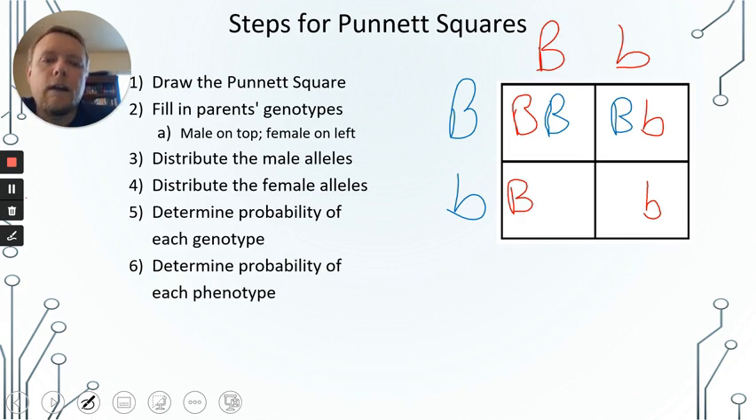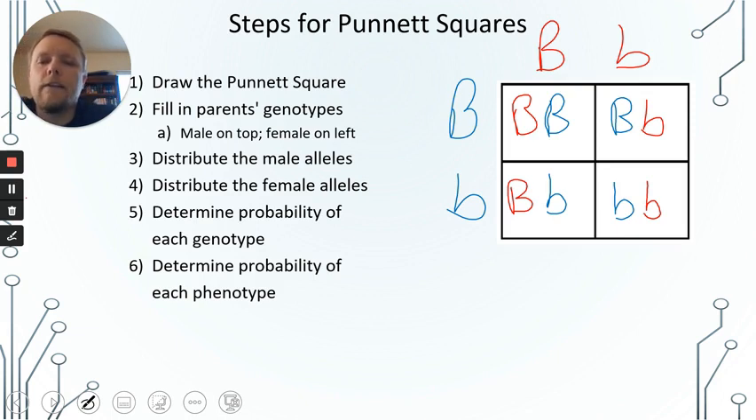Okay. And then I'm going to come down to the next row and I'm going to look at the lowercase b, and I'm going to distribute the lowercase b into this box and then also to the one next to it. And so this now shows us all the possible genotypes that can be produced by these 2 parents. And then we can also use that information to figure out the phenotypes.